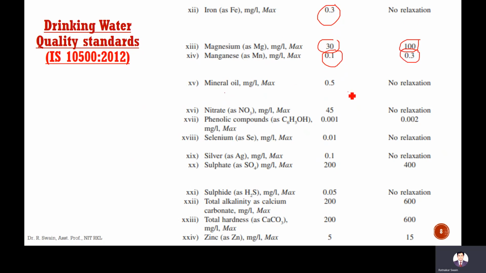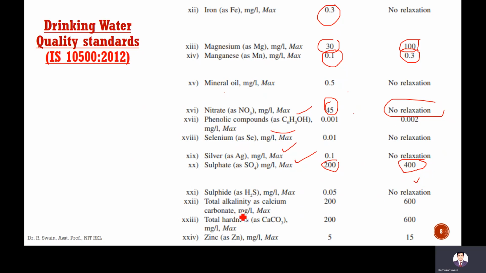Okay, mineral oils, nitrate, remember that is 45. It's important. Nitrate can be maximum 45. There should not be any relaxation. Phenolic compounds, okay, selenium, silver, sulfate. Okay, these things you should remember. The sulfate is 200 and it can be permissible up to 400. Sulfide 0.05, and there is no relaxation.